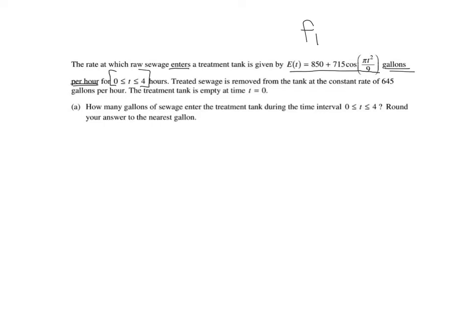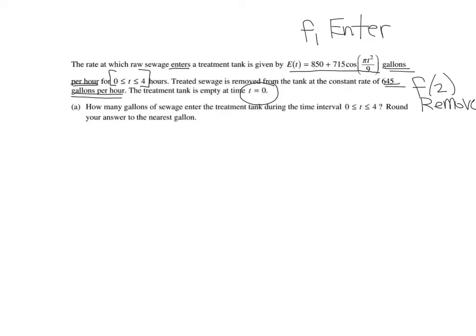Now, treated sewage is removed from the tank at a constant rate of 645 gallons per hour. I could put that in F2 if I like. And remember, this is removing, so you have to keep it clear, and then this is entering. Okay? So now let's take a look at the first problem. Oh, the other thing, the treatment tank is empty. So that's nice. Our initial condition is 0.